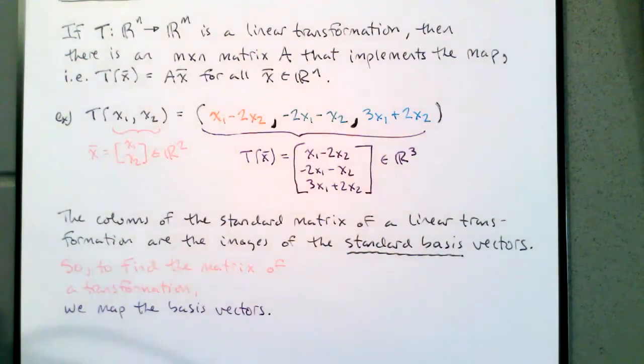Notice that in this little description where I say to find the matrix of a transformation, we map the basis vectors, I left off the word standard. The standard basis is a particular basis that we use to describe Rn.